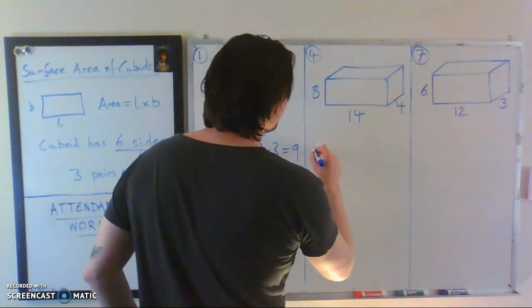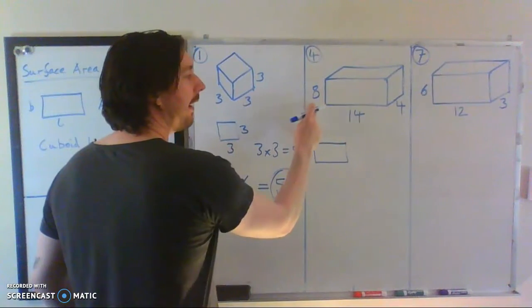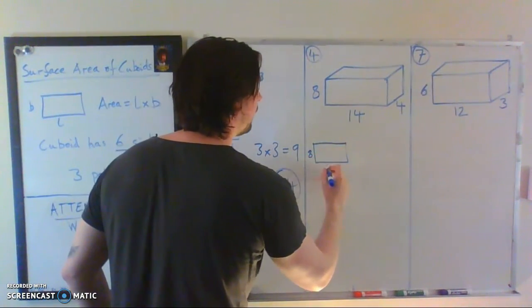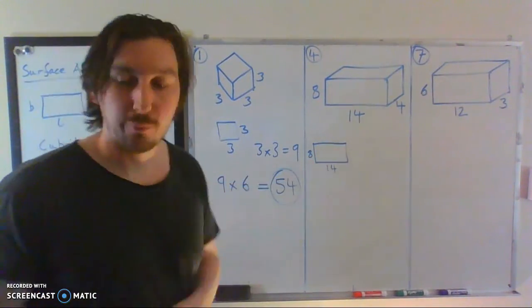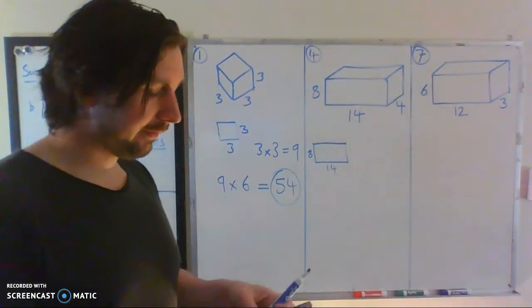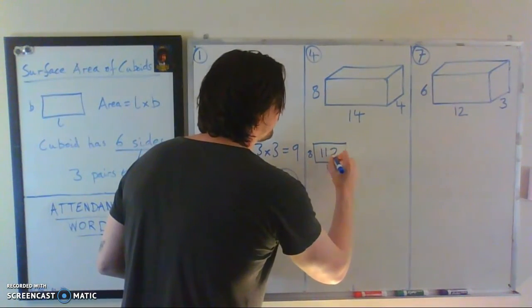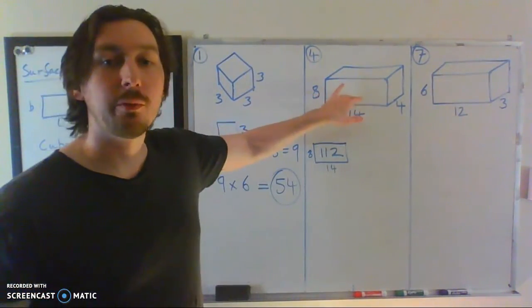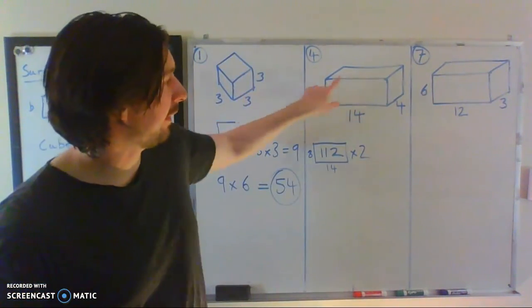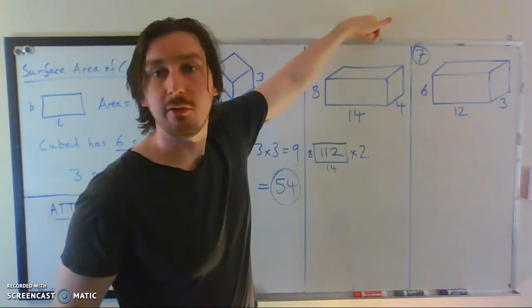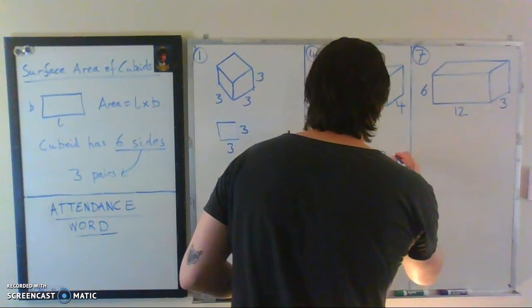So I've got this front part here. 8, 14. So to get the area of that, I do 8 times 14. I'm going to use calculator for these. 8 times 14 is 112. So my front piece is 112. And there's 2 of those, because there's one on the front here, and there'll be one on the back of it too. So 112 times 2 is 224.